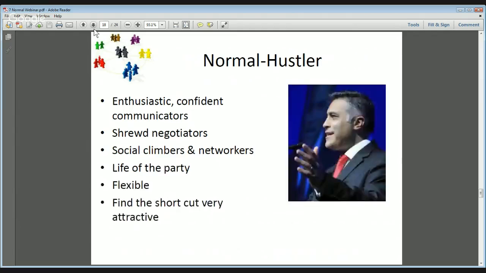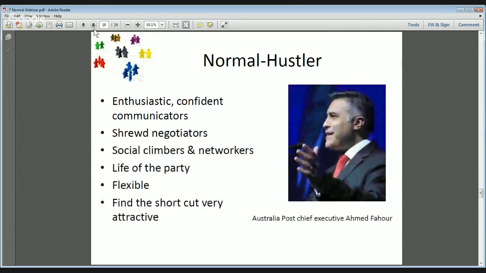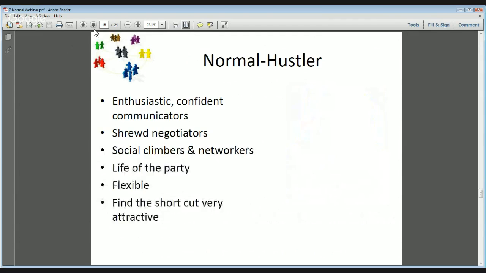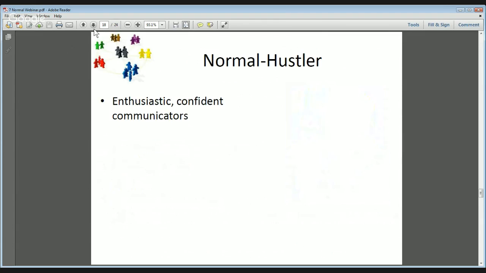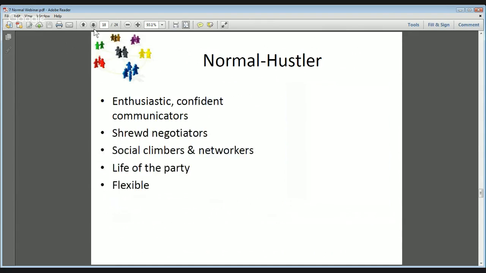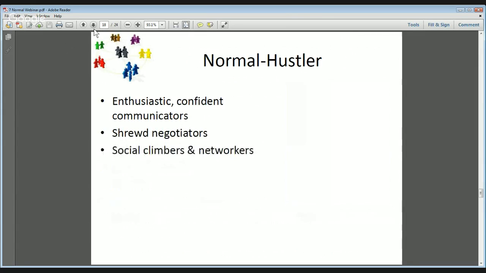If we talk about the combinations, which is the next thing, well, the first thing is a normal hustler. These people are enthusiastic, confident communicators, and they're social climbers and networkers. Very good at negotiation. They tend to be the life of the party at meetings. They're flexible. They do find the shortcut very attractive, but are smart, and they can deal with people.